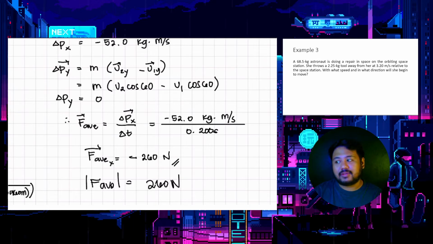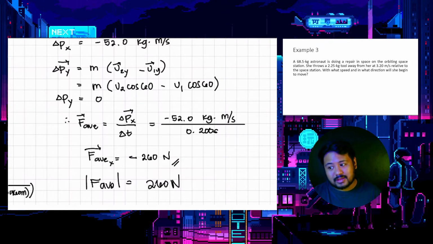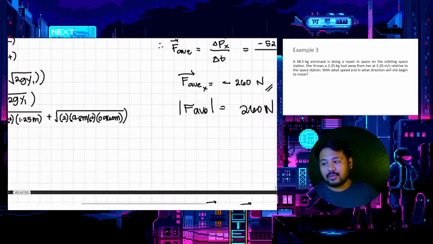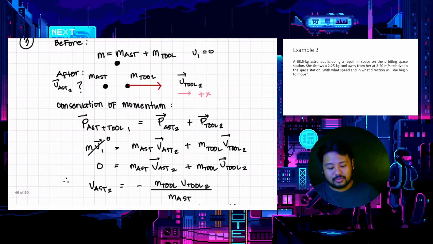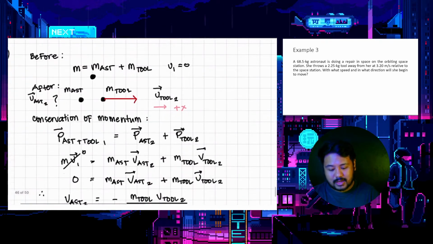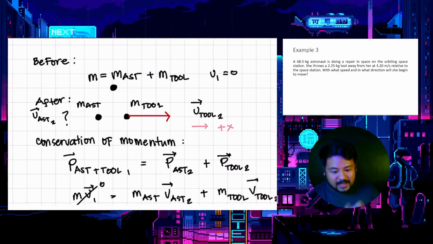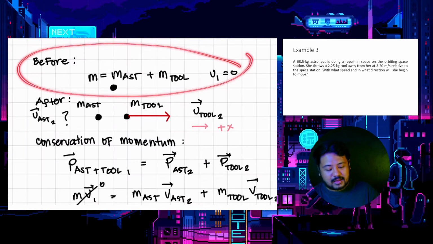Let's now have number 3. A 68.5 kilogram astronaut is doing a repair in space on an orbiting space station. She throws a 2.25 kilogram tool away from her at 3.20 meters per second relative to the space station. With what speed and in what direction will she begin to move? So we now have this one. I have these two scenarios here, the before and then after.